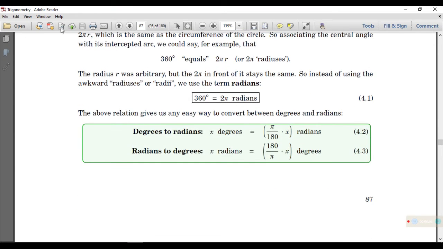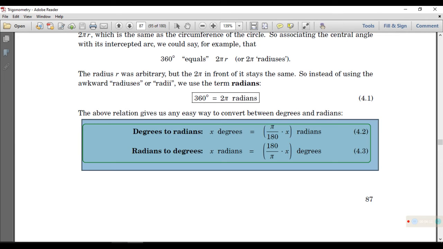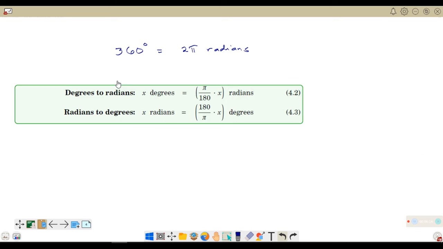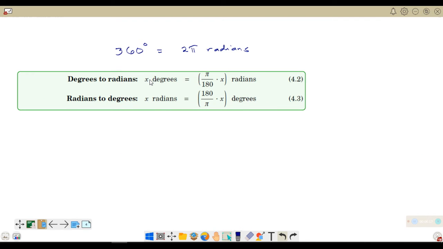Okay, so how do we convert angle measurements? So we have here the formula. Degrees to radians is x degrees, kung ano man yung given na degree sa'yo, is equal to pi over 180 times x. And then, syempre, didikit mo yung unit of measurement niya, radians. For radian measurement naman, we have x radians is equal to 180 over pi times x. And then, you are going to denote its unit of measurement, degrees.